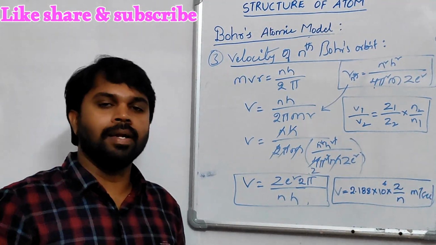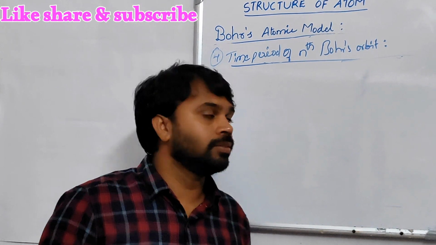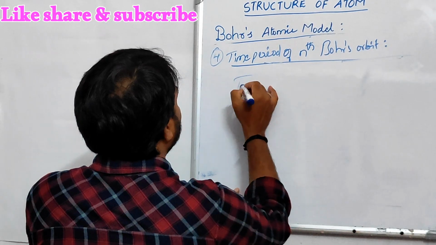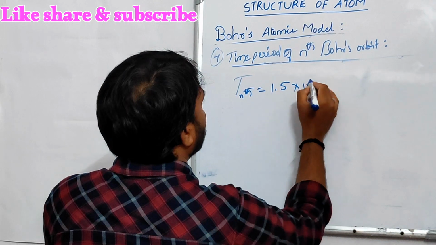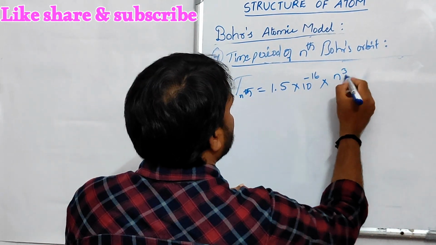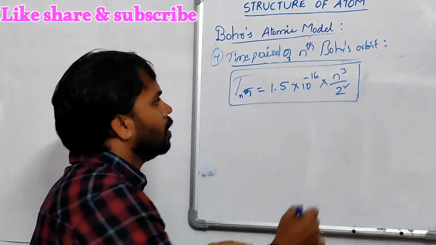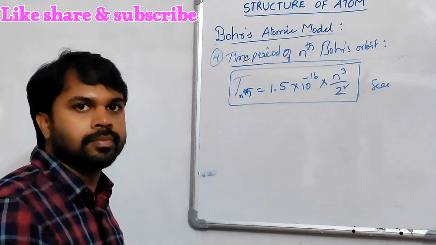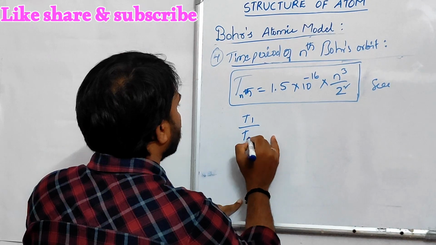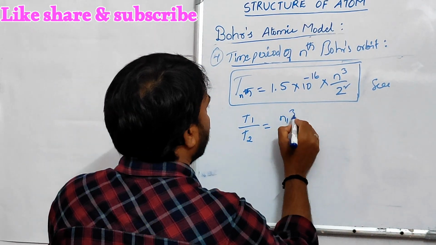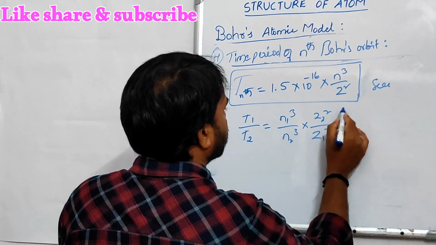Now come to the next one, time period. Time period is nothing but the time taken to travel one revolution. That is, time period is equal to 1.5 into 10 to the power of minus 16 into n cube by Z square seconds. When the time periods of two atoms are compared, the ratio T1 by T2 is equal to N1 cube by N2 cube into Z2 square by Z1 square.